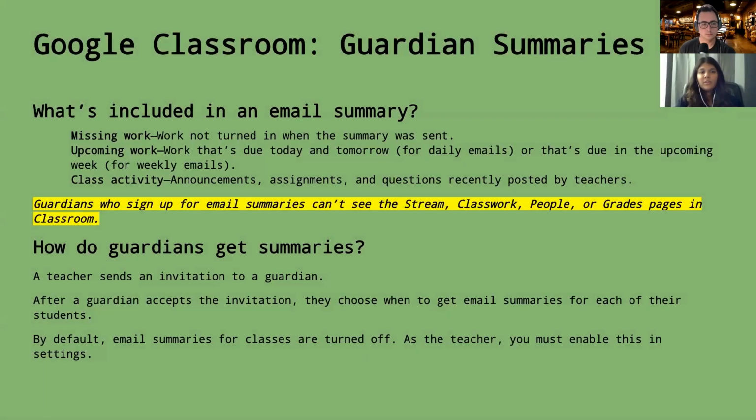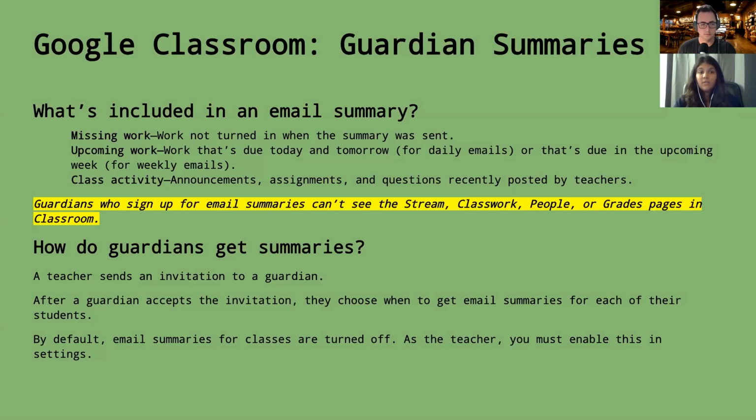So with guardian summaries, what the guardians actually get is an email summary. They don't see anything that you post on the stream. They only see the assignments that are given to their specific student that's associated with their account. They would see the missing work, so work not turned in. They would see upcoming work that you have assigned, and any class activity, assignments, and questions.